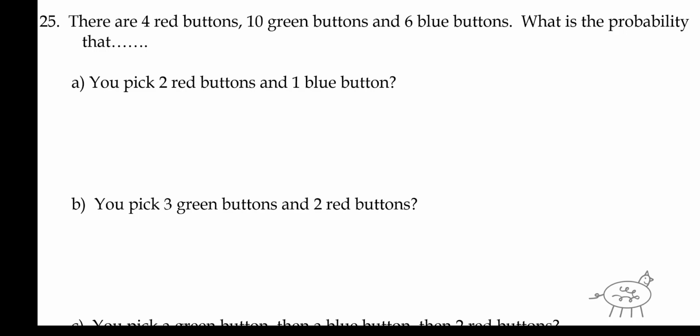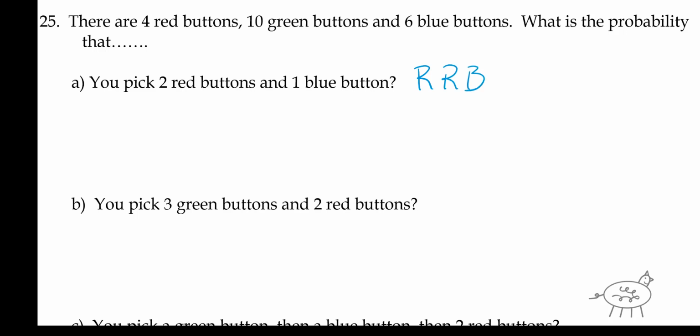All right, number 25. There are 4 red buttons, 3 green, 6 blue. What is the probability that you pick 2 red buttons and 1 blue button? So again, order doesn't matter here. You're just picking them. I didn't say anything about order. So whenever there's no order, you've got to say what? Word. Okay, so this is going to be red, red, blue.